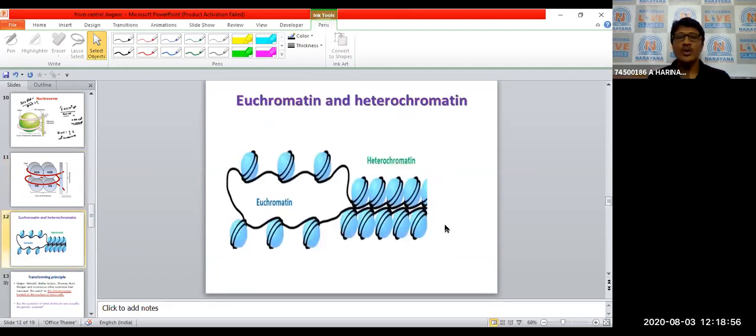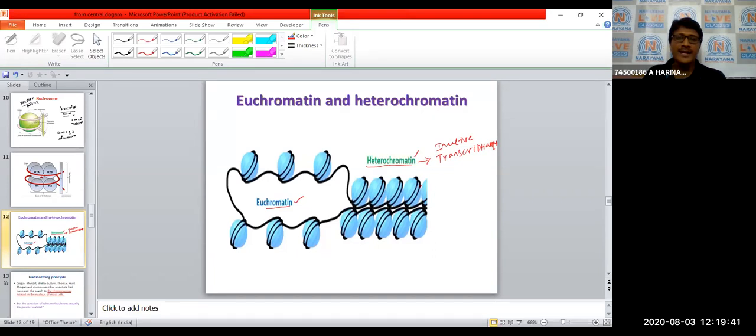Next is euchromatin and heterochromatin. This is very important. What are euchromatin and heterochromatin? Tightly packed or densely packed DNA we call heterochromatin. Loosely packed DNA we call euchromatin. If DNA is tightly packed, it is transcriptionally inactive. Which one is transcriptionally inactive? Heterochromatin is transcriptionally inactive.